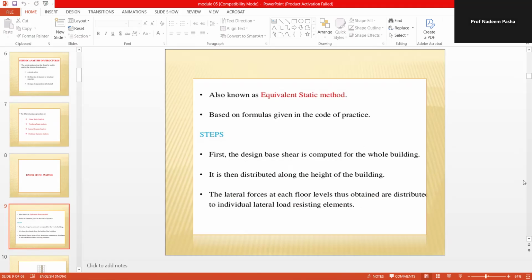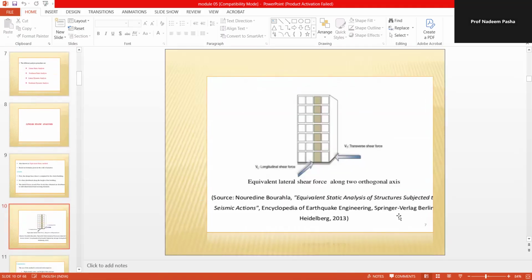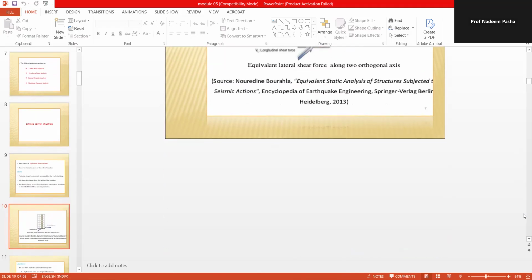See here what we are trying to understand. In case of linear static method, it is also known as equivalent static method. This we have already seen in Module 3. So what is happening here? First, you will compute the design base shear for the whole building. It is then distributed along the height of the building. Next, the lateral forces at each floor level thus obtained are distributed to the individual lateral load resisting elements. Say the equivalent lateral shear force along two orthogonal axes. This is a figure obtained from Springer.